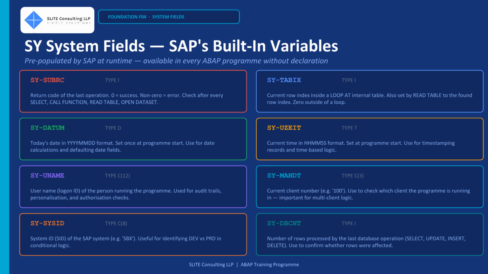SY-DATUM is today's date. SY-UZEIT is the current time. SY-UNAME is the user ID of the person running the program. SY-MANDT is the current client number. SY-TABIX is the index of the current row inside a loop over an internal table. And SY-DBCNT is the number of rows affected by the last database operation. You will use all of these throughout this program.